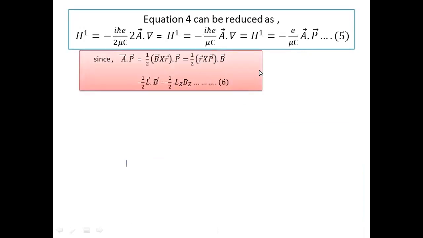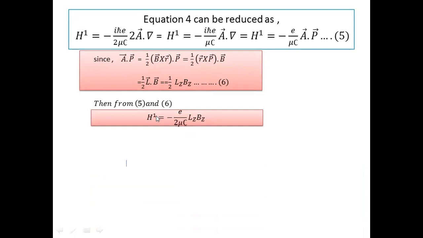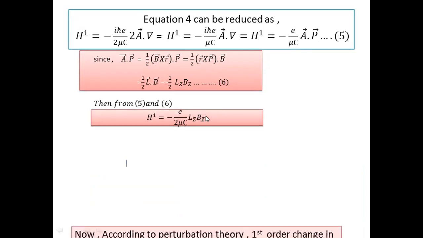After that, as we know, A dot P equals 1 by 2 B cross r dot P. From this we observe this, and with the magnetic field in the z direction, we get 1 by 2 B Lz. Let's say this is equation 6. After that, from equations 5 and 6, we get H1 equals e by twice mu c times A dot P. We substitute A dot P from equation 6 and we get this equation.